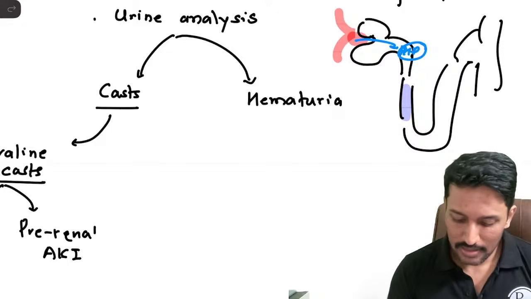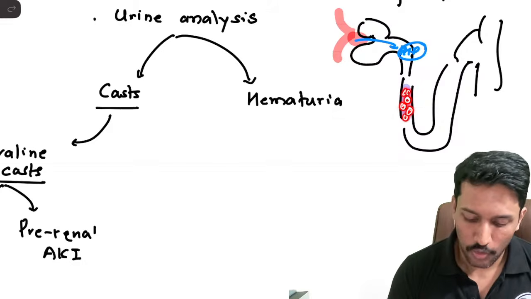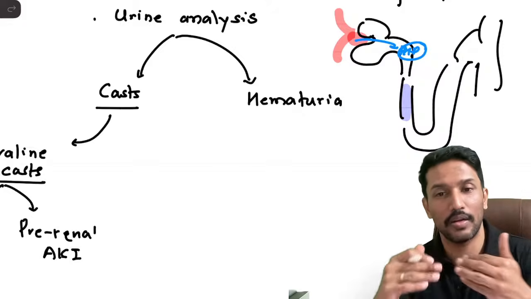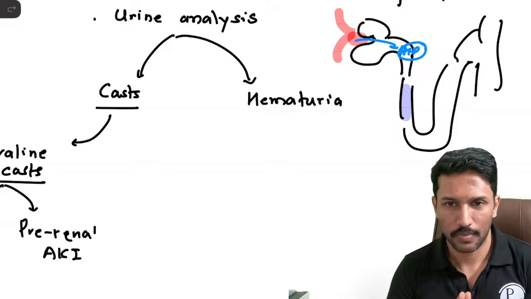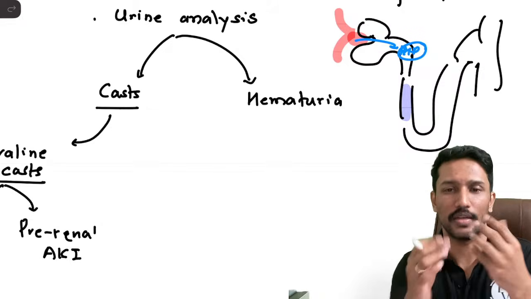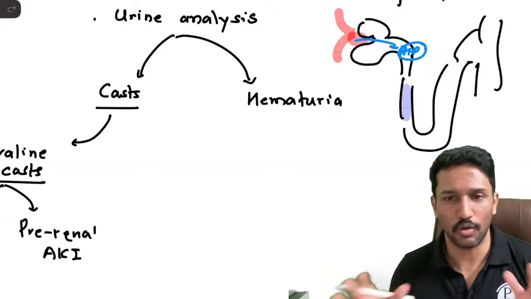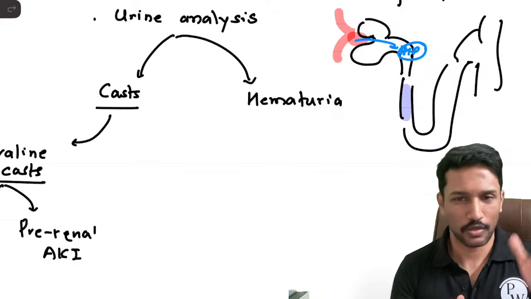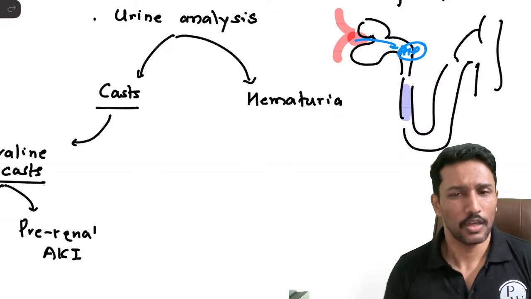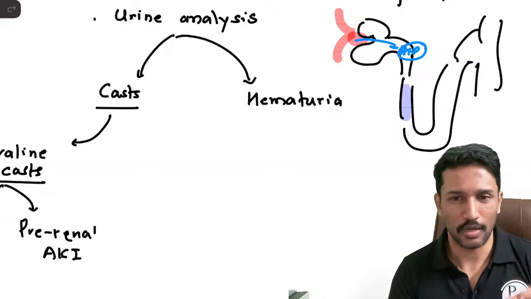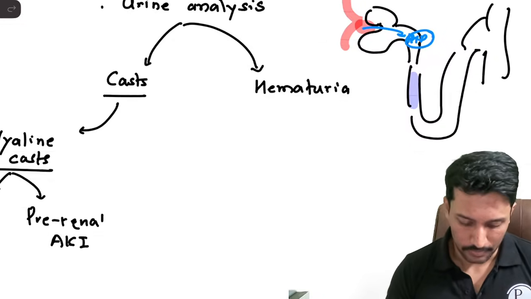But sometimes other cells may get added to this Tamm-Horsfall protein sheet, and then we will name them differently. Tamm-Horsfall protein cast is normal. It will be seen in your urine, my urine, and every normal individual's urine. So if you are normal or you have pre-renal AKI, you get only hyaline casts made of Tamm-Horsfall protein.